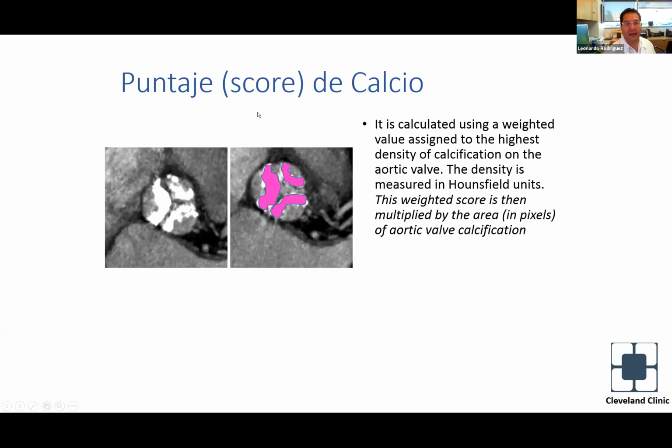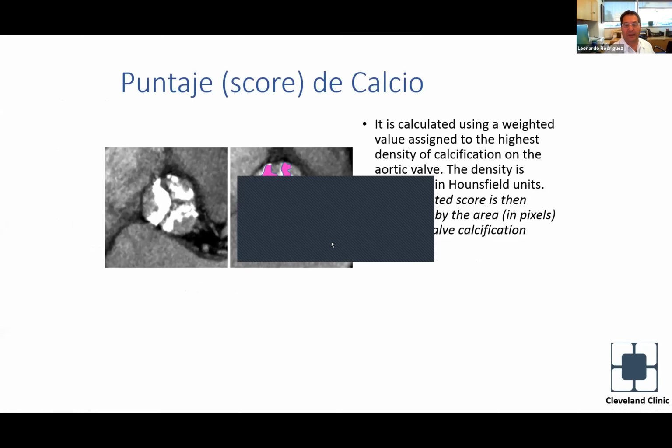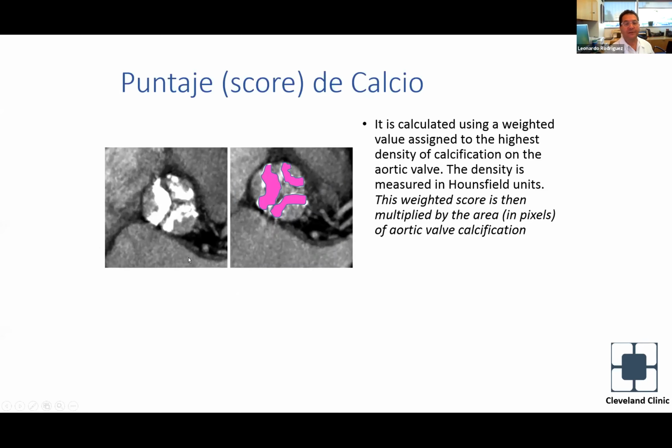Unas breves palabras acerca del score de calcio. Esta es obviamente una técnica que se utiliza rutinariamente para las arterias coronarias, pero que se ha extrapolado para el uso de la variación de la estenosis aórtica. Y lo que hace es, nosotros tenemos una área de interés, en este caso las válvulas aórticas, y la computadora automáticamente asigna un valor, dependiendo de la densidad de calcio, y lo multiplica por el área, y nos da un score total. Esto lo hace de nuevo la computadora automáticamente, y esto nos da un número que está correlacionado directamente con la cantidad de calcio.